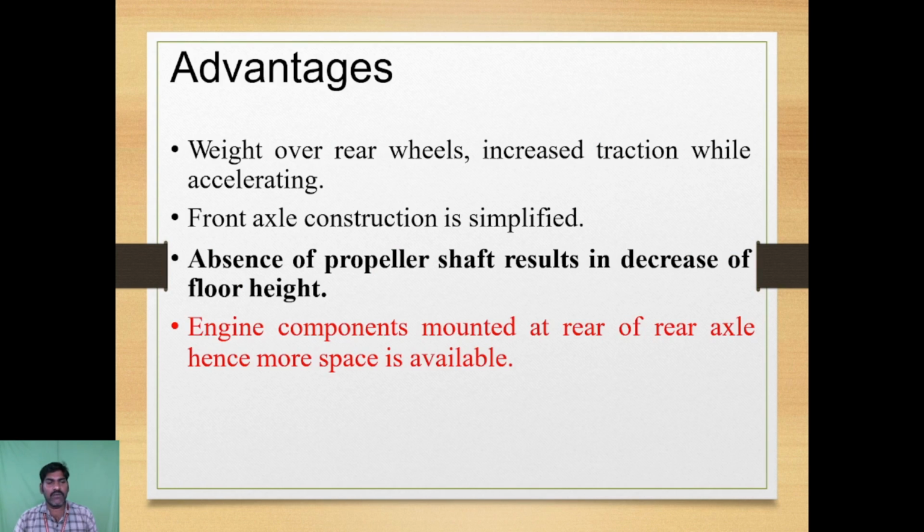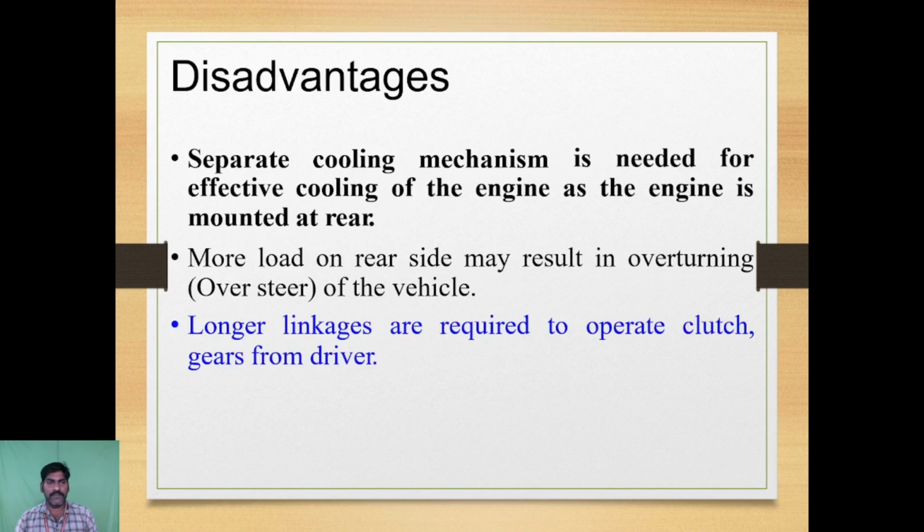Advantages: weight over rear wheels, increased traction while accelerating. Second, front axle construction is simplified. Third, absence of propeller shaft results in a decrease of floor height. Fourth, engine components mounted at the rear of the rear axle, hence more space is available.